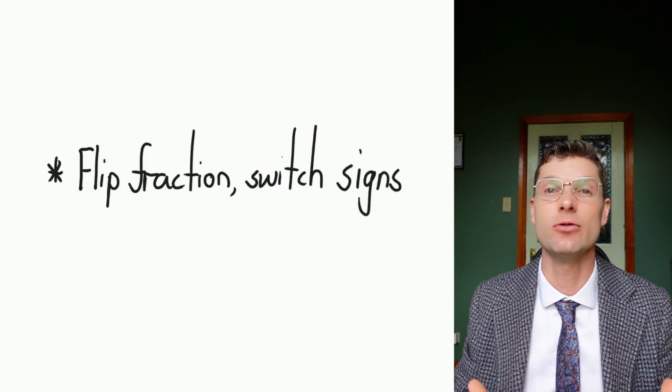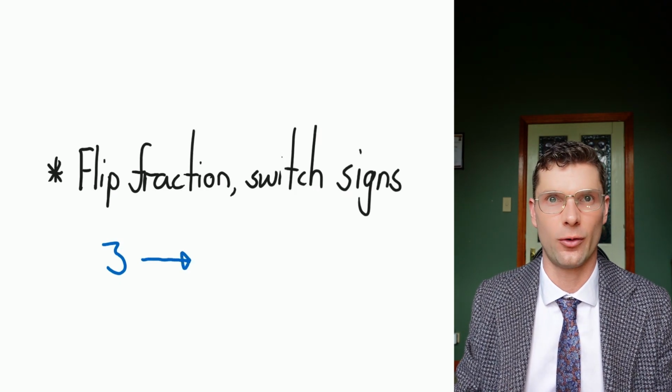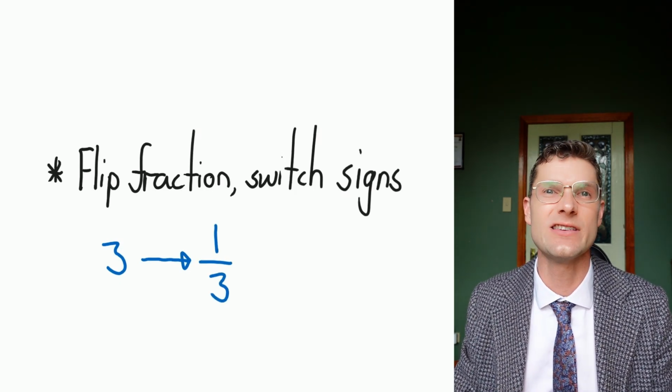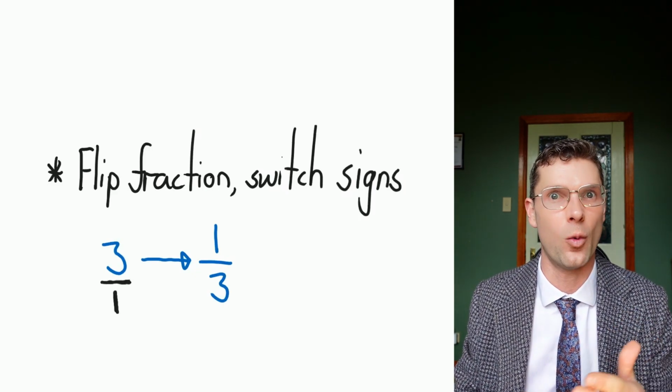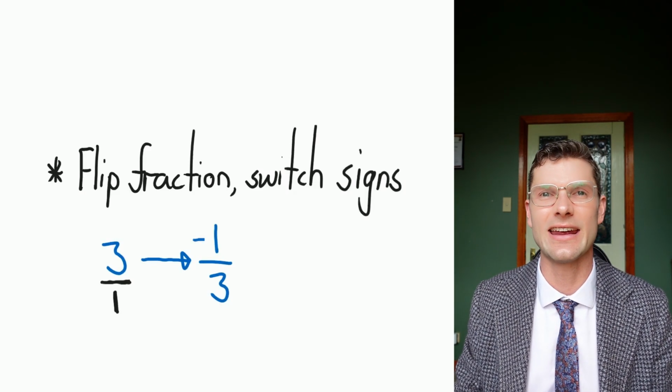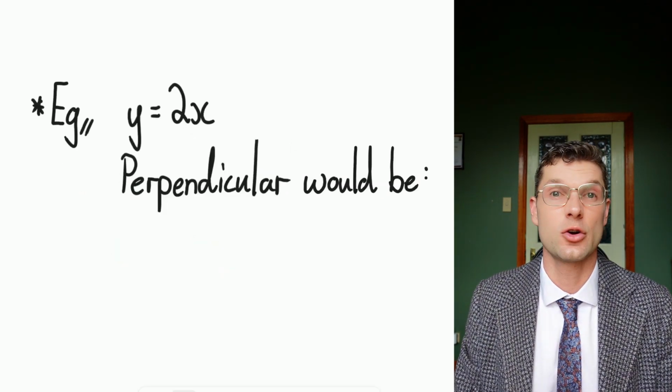This is actually what a reciprocal is. So if I had 3, I've just got to turn that into 1 over 3. The reason for this is 3 is the same as 3 over 1. If I flip that fraction, I've got 1 over 3. And because it's got to be negative, I'm going to put a negative out the front. So a question could look like this.